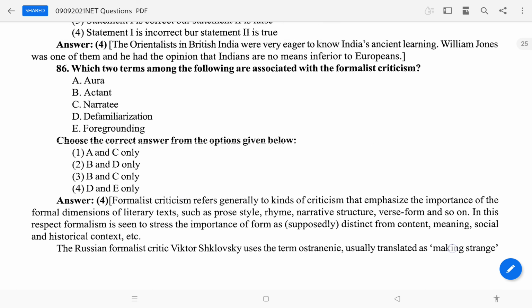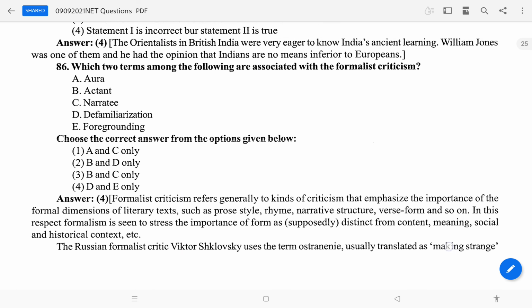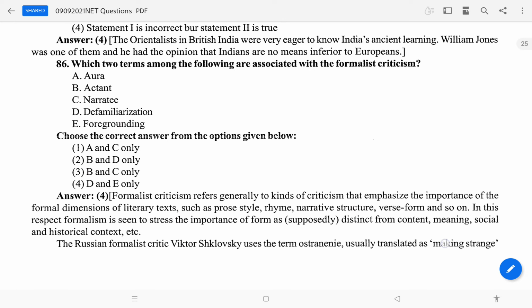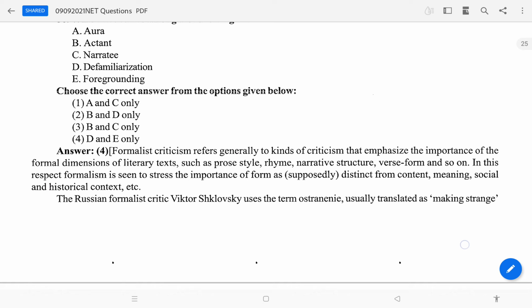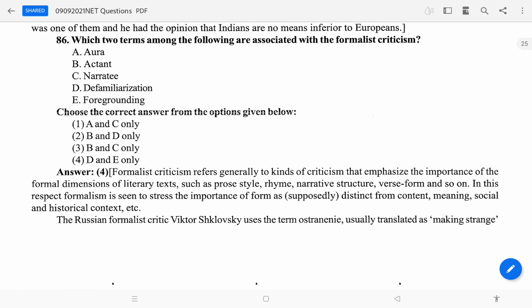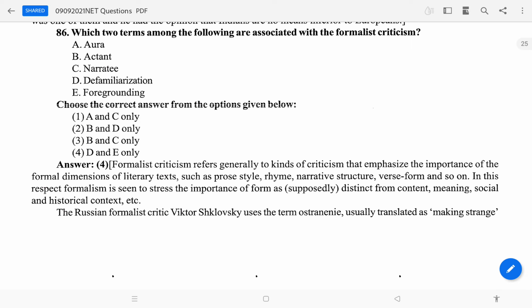Question number 86. Which two terms among the following are associated with formalist criticism? And the answer will be the option with D and E, defamiliarization and foregrounding. There is also another question about defamiliarization and foregrounding, right? So defamiliarization and foregrounding are associated with formalist criticism. Formalist criticism refers generally to kinds of criticism that emphasize the importance of the formal dimension of literary text, such as prose style, rhythm, narrative structure, verse form, and so on.